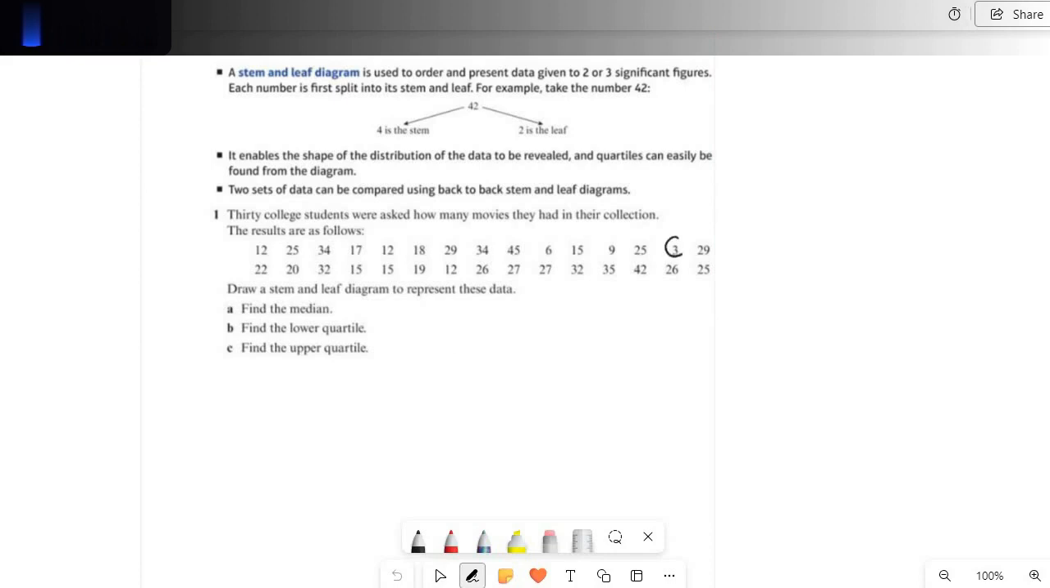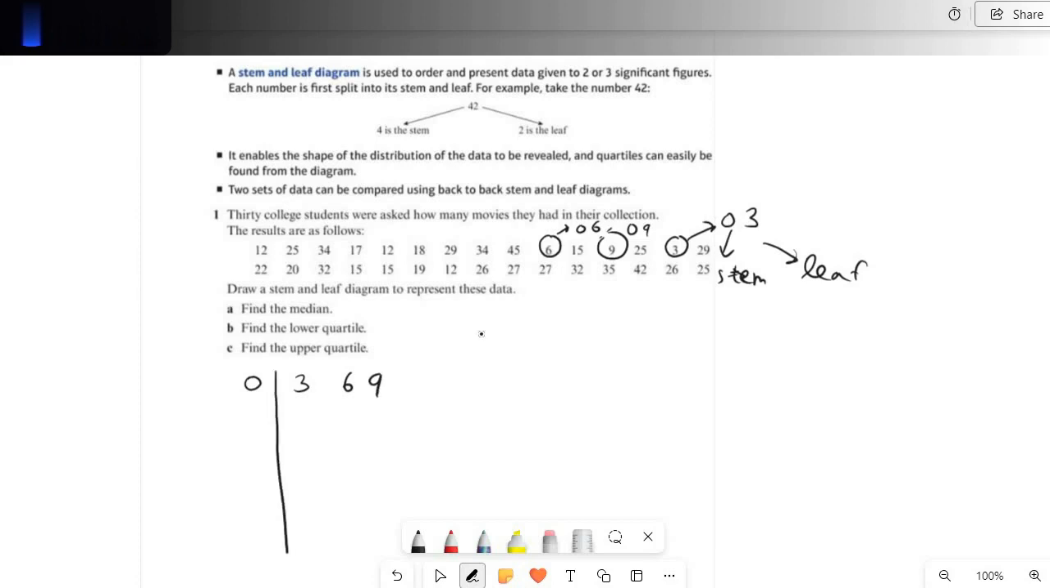Here the smallest number is 3, and 3 can be written as 0, 3. So here 0 is going to be the stem and 3 is going to be the leaf. So we can say that this is the stem, which is 0, and the numbers are 3, and then we have 6 and 9 here, which can also be written as 0, 6 and 0, 9. So they all belong to the same stem. Therefore, it will be 3, 6, and 9. And there will be a vertical line here.